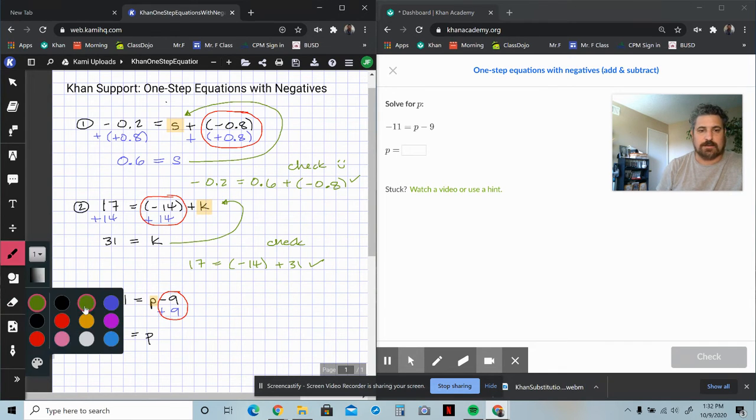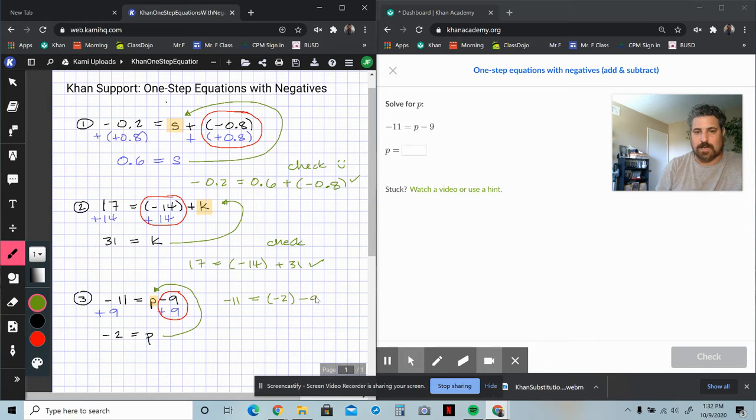Now you've got to check this out and see if it works by replacing p in the original equation with negative 2 and seeing if you get a true statement. So let's do a little check. Is it true that negative 11 is equal to negative 2 minus 9? Well, negative 2 minus 9 is exactly the same as negative 2 plus the opposite of 9, which is what? Negative 9. So that's the same as negative 2 plus negative 9, which is negative 11. So is negative 11 equal to negative 11? Yes. We just did our check. Good job. For every algebraic solution, you always want to plug it back in and see if you get a true statement with the value that you think works.